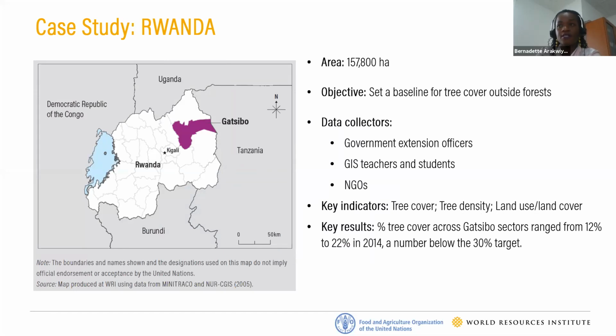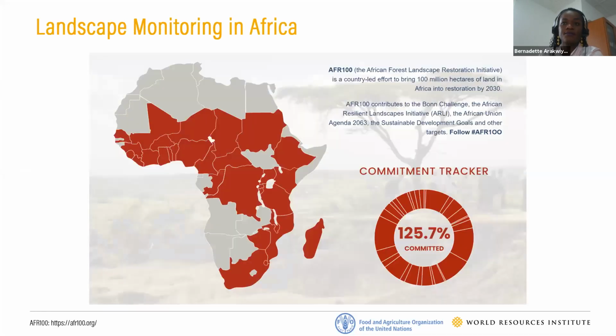And one of the findings from this case study was that the percent tree cover in the sectors inside the Gatsibo district ranged between 12 and 22% in 2014. And this suggested an opportunity for more tree-based land restoration approaches where appropriate in order to reach the 30% tree cover target.